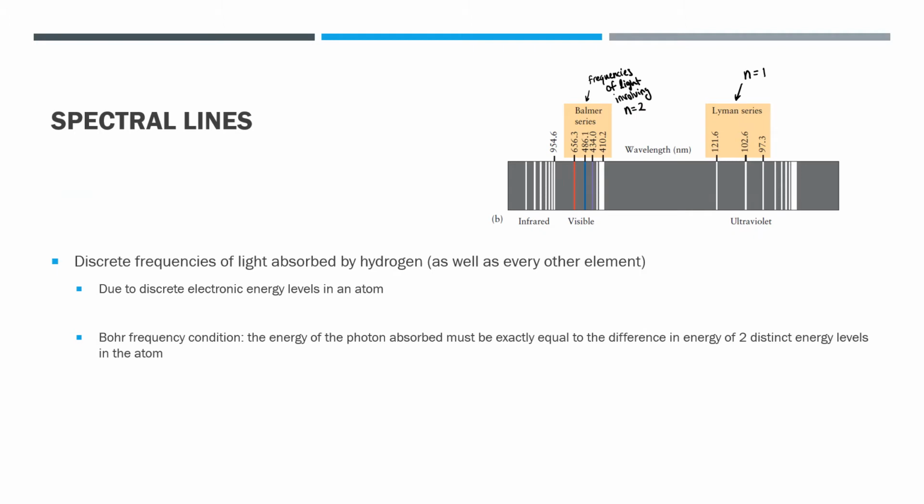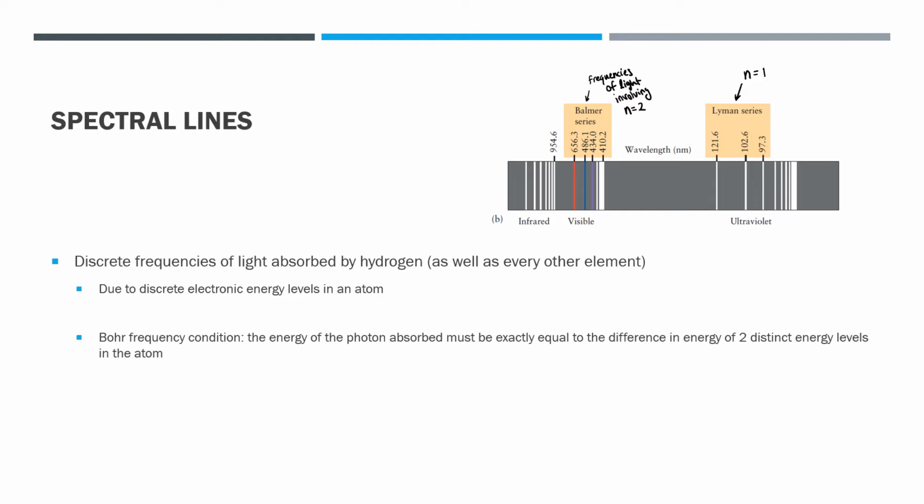So what exactly was the first main piece of evidence for these discrete energy levels? The main piece of evidence that we saw was spectral lines of elements. This happens with any element, not just hydrogen, but in this video we'll be focusing mainly on hydrogen and other isoelectronic atoms. So let's talk about spectral lines. How do spectral lines arise? Basically, these are discrete frequencies of light that are absorbed by hydrogen. So hydrogen does not just absorb every frequency of light, it absorbs these discrete, specific frequencies of light.